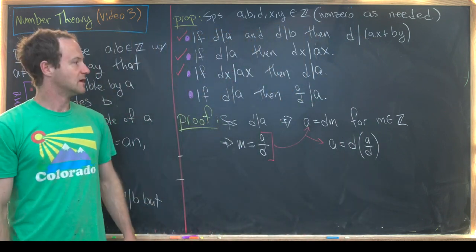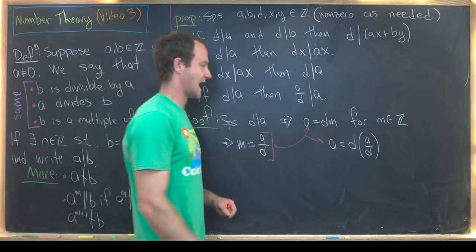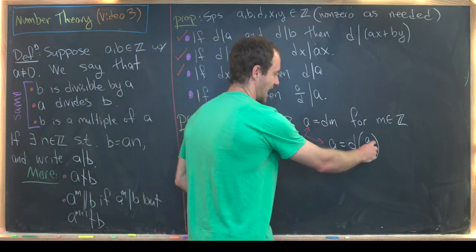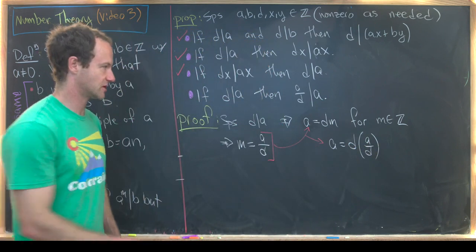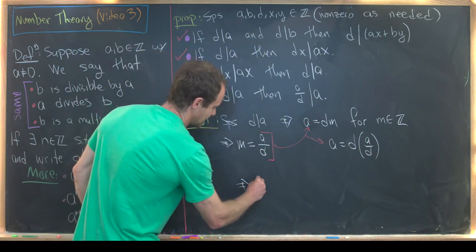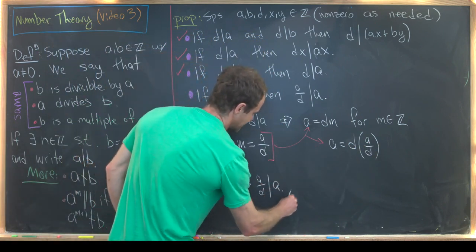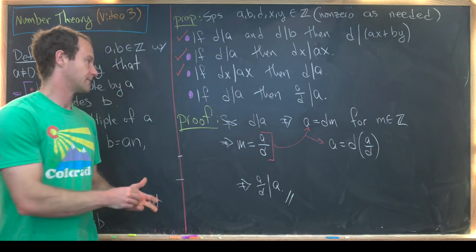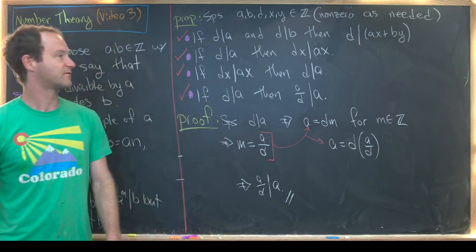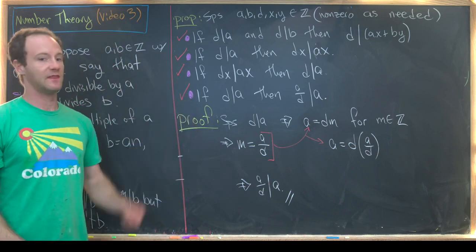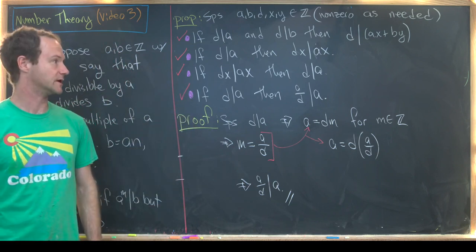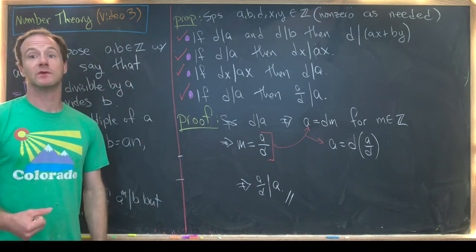Okay, great. But now, reading this as a equals a over d times an integer, that's exactly what we need to say that a over d divides a. Okay, so that finishes off the proof of this fourth part of the proposition, and thus the whole proposition is proven. Now let's get rid of this and we'll keep going.